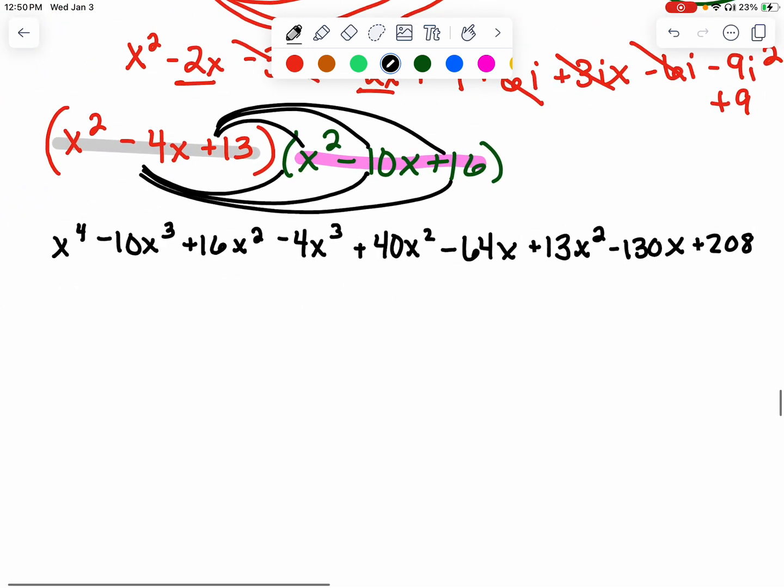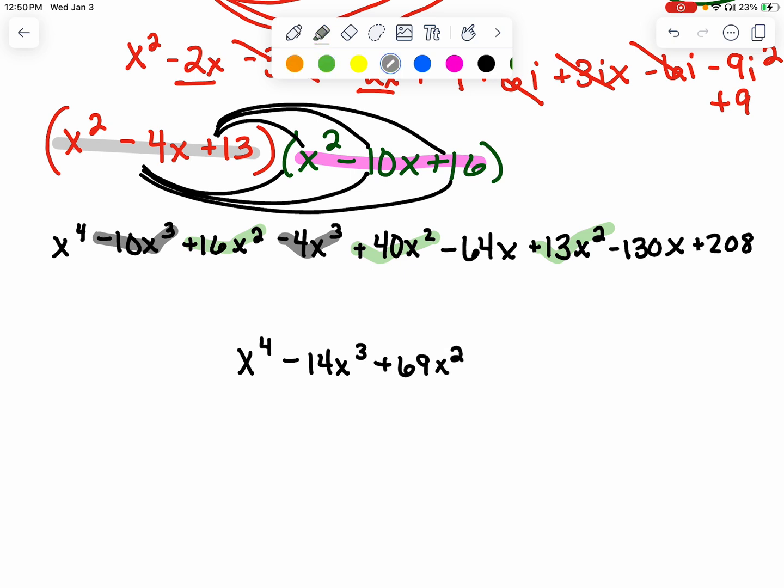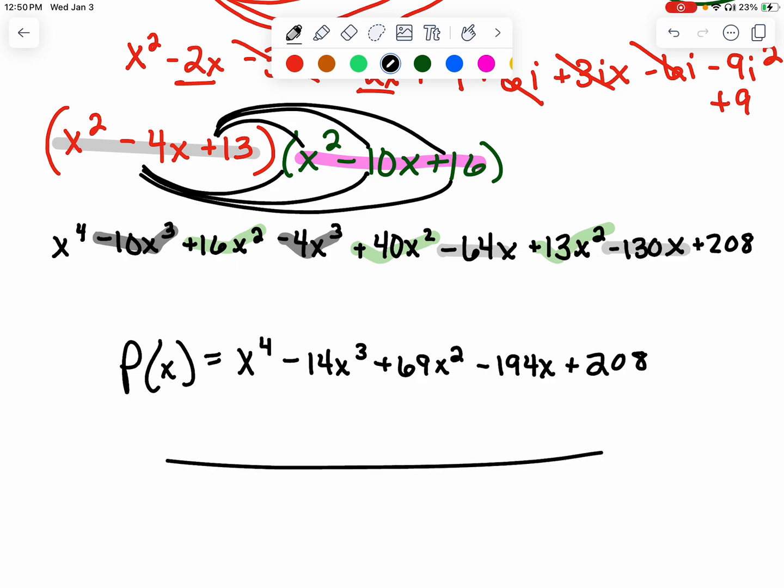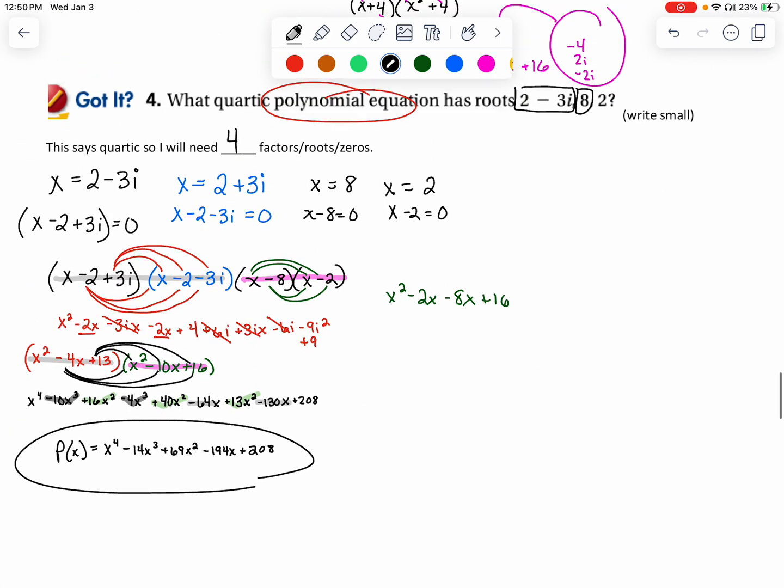All right, so I'm going to start with x to the fourth. That's always good. I did find my answer, by the way, so I'll know if I'm right. All right, x to the third. So I've got negative 10x to the third and negative 4x to the third, that's negative 14x to the third. Good, that matches my answer key. Now let's do 16x squared, 40x squared, 13x squared, that's 69x squared. All right, let's do one more. Negative 64x and negative 130x, it's negative 194x. Good, I didn't mess anything up. Plus 208. So that's my polynomial function that I would get if I was looking for those roots.